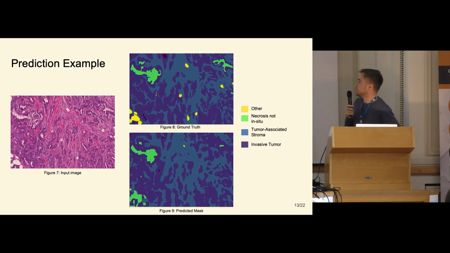And this is an example prediction of the segmentation network utilizing 3 magnifications. We can see the other class is misclassified.